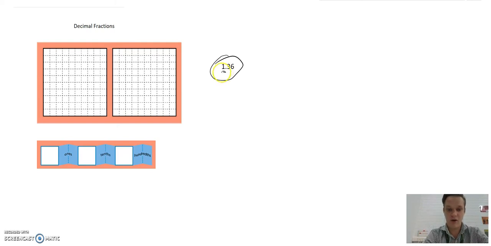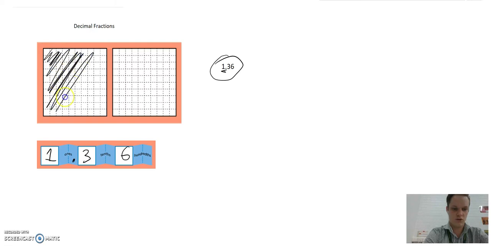So because we have our ones, we have one whole, just give me 1 second, sorry. We have our 1.36. So we have 6 hundredths, 3 tenths, and 1 whole. We could say we have 1 and 36 hundredths as well. So we would need to color in our whole hundreds board, because that's our 1 done. We then need to color in 3 tenths, so 3 rows of 10.